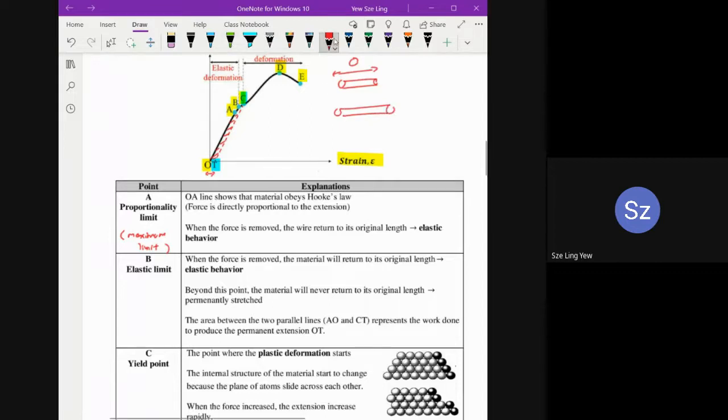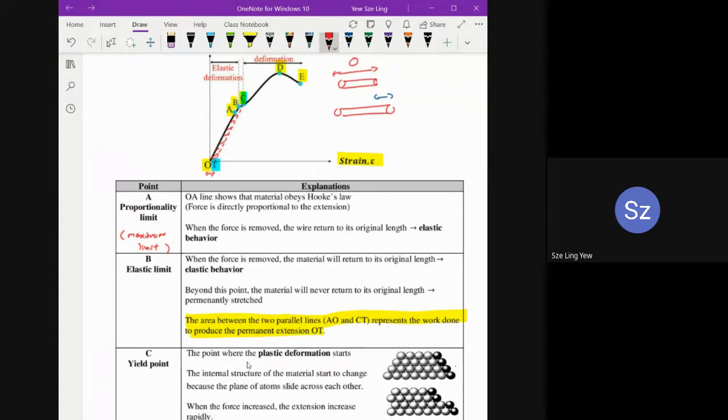So how much work is needed to permanently stretch it? It depends on the area between OA and CT. That is the meaning of this phrase: the area between two parallel lines represents the work done needed to produce permanent extension, OT. So point C is what we call the U point.